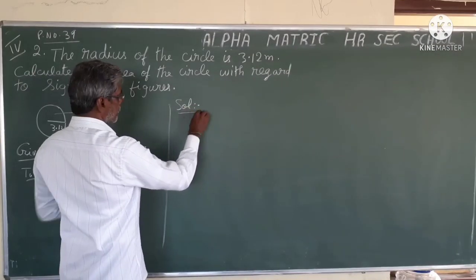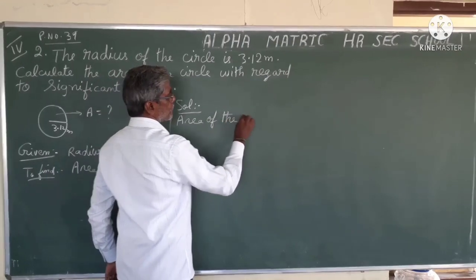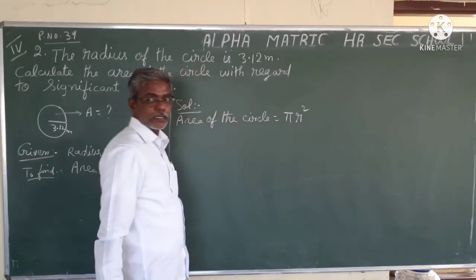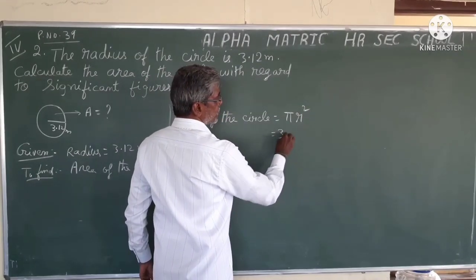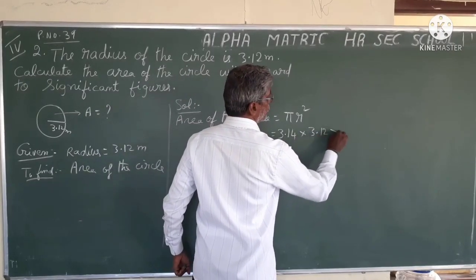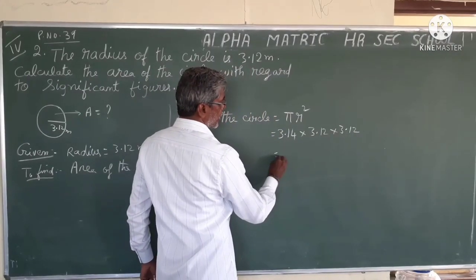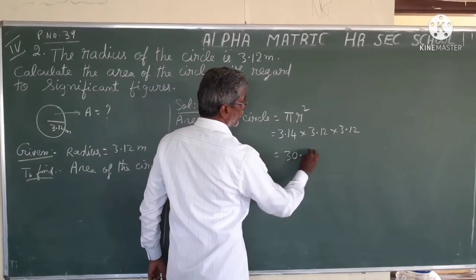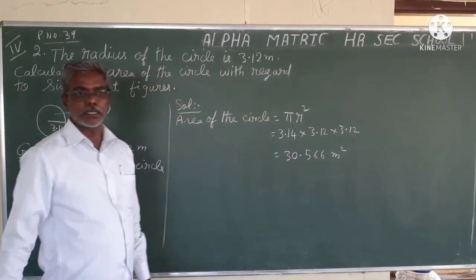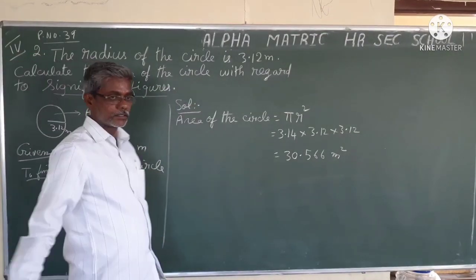Solution. What is the formula for area of the circle? Pi r square. So pi value 3.14. What is our value? 3.12 into 3.12. If I multiply this, I will be getting the value as 30.566 meter square. Clear? But they ask the answer to be in significant figures.